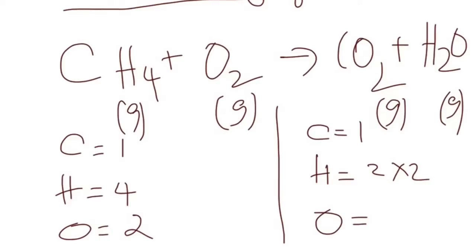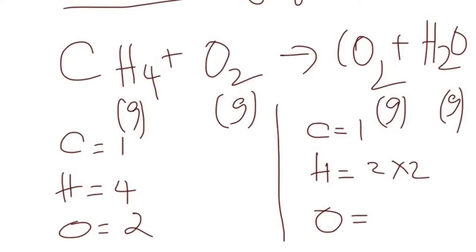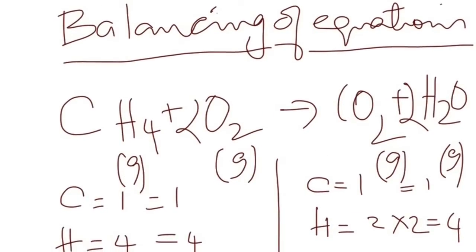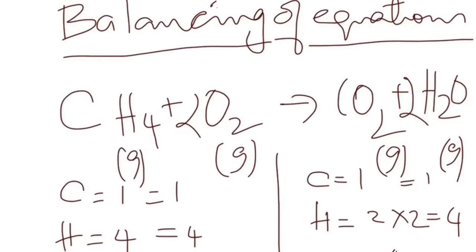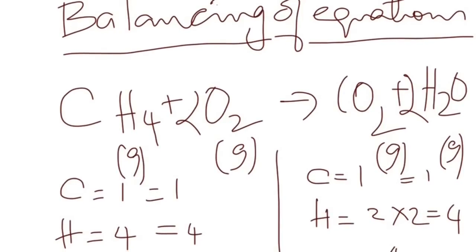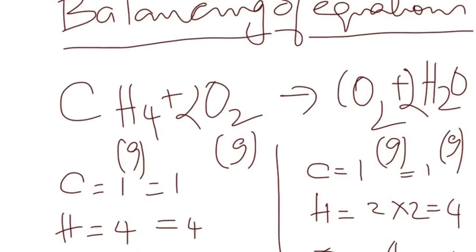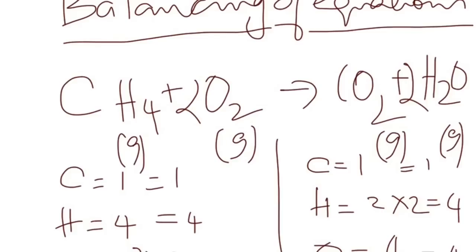Now, since this reaction is a combustion reaction involving hydrocarbons, I would prefer starting with carbon, going to hydrogen, and finally with oxygen. Now, if you look at the number of carbon atoms, there is one on the left and one on the right. So we don't have to make any changes there. For hydrogen, we have 4 hydrogens on the left and 2 hydrogens on the right. So what we're going to do is add a coefficient for the water molecule, which is 2. So we have totally 4 hydrogen atoms.